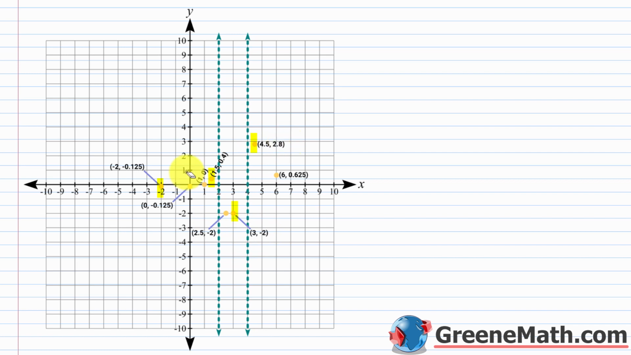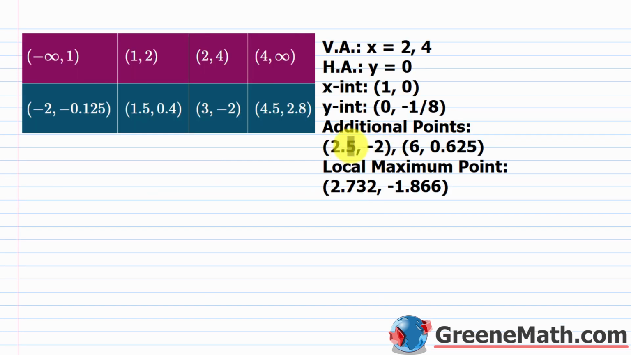Now, you're going to see that I listed, let me erase these, some additional points. So I put in (2.5, -2). That's going to be right there. And then I put in (6, 0.625). I just put those in to help. You don't need them, but sometimes with a shape like this, you want them. It just makes it a little bit more accurate. So you'll see I put those as additional points: (2.5, -2), and then (6, 0.625).